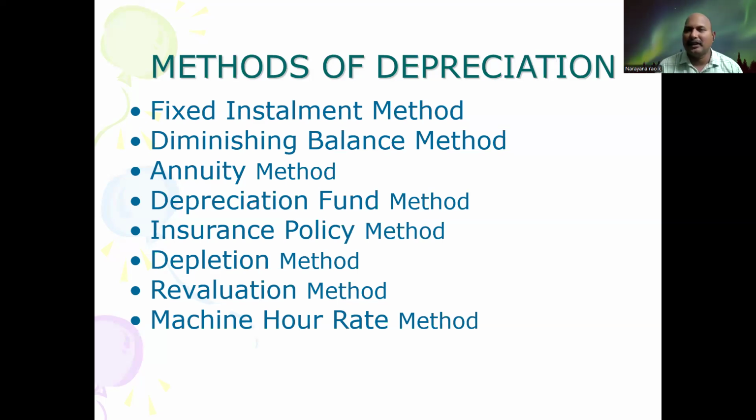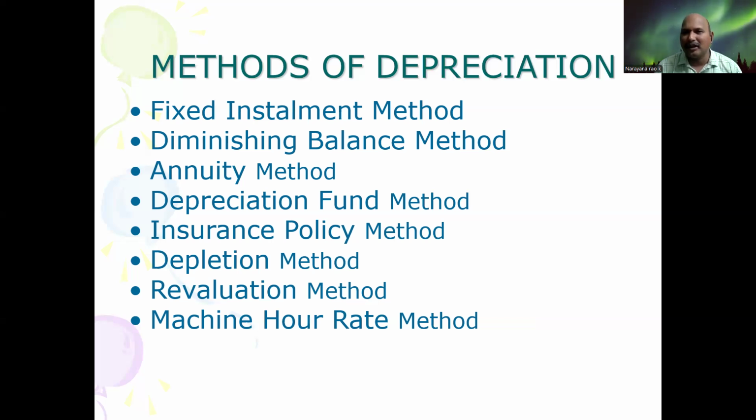That is the first one, fixed installment method. That means in this method, the amount of depreciation is the same every year. Diminishing balance method. Every year, the value of the asset is reduced. Similarly, the amount of depreciation also reduces. This is the diminishing balance method.